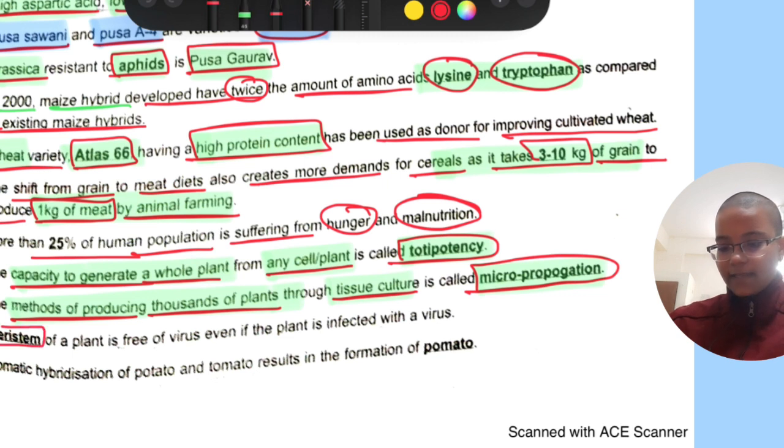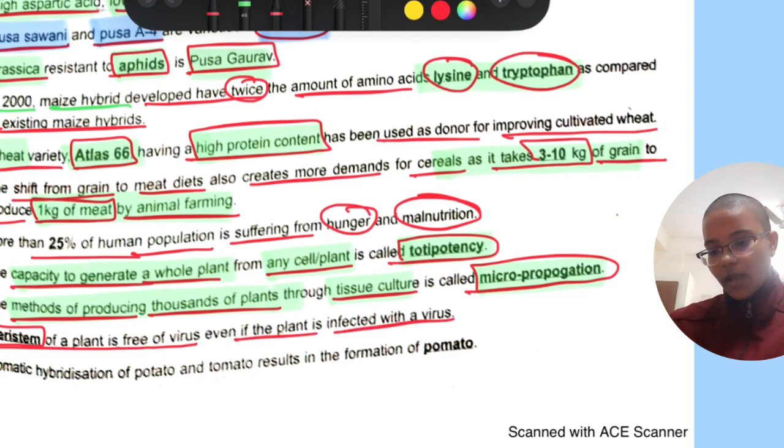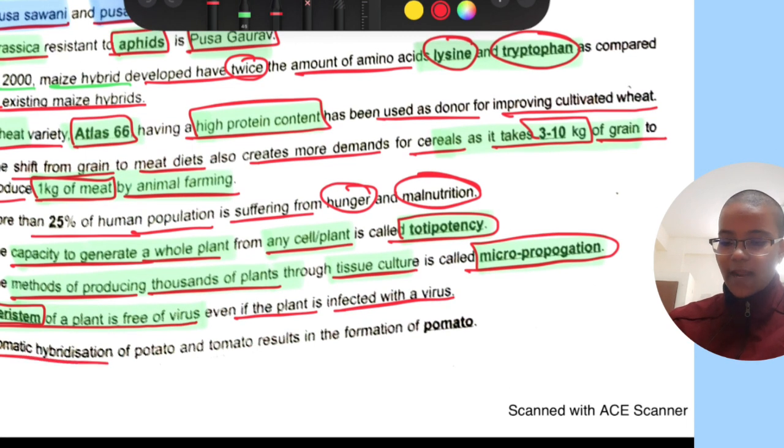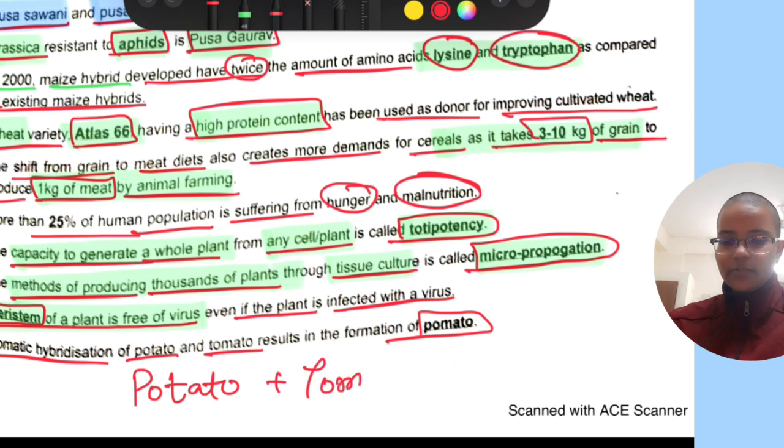Meristem of a plant is free of virus, even if the plant is infected with virus. Learn this: somatic hybridization of potato and tomato results in the formation of pomato. Potato plus tomato gives you pomato.